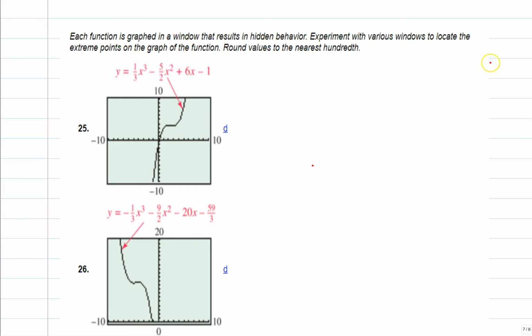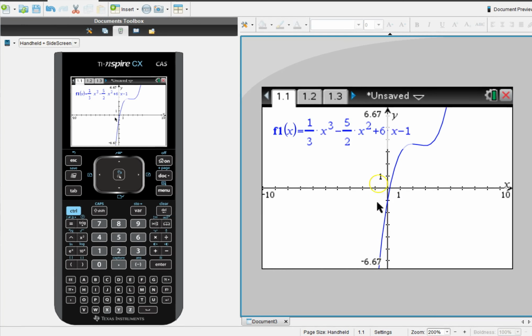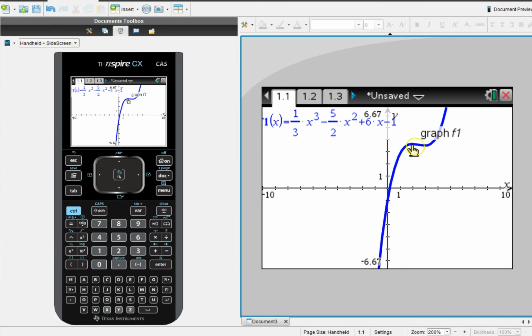Okay, so let me switch to my calculator here. This should be our first equation. Now, this actually looks a little better than the one that they had. I can see kind of a local max and min, versus if you're on a TI-83, it looks a lot more like they did on that screen. But I can see that it kind of goes up and then back down and then back up. It creates a local max and a local min.